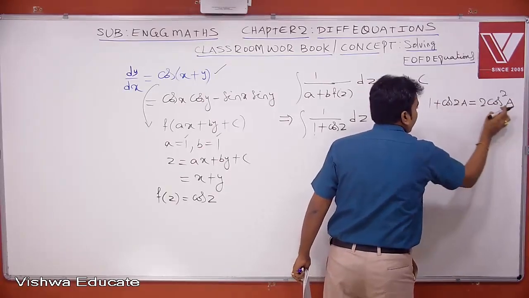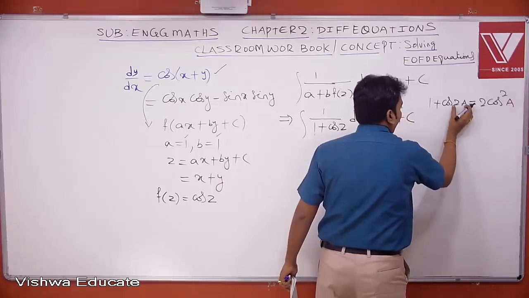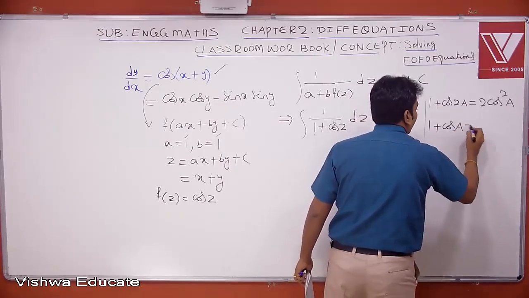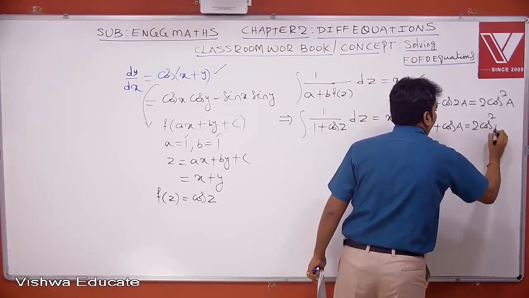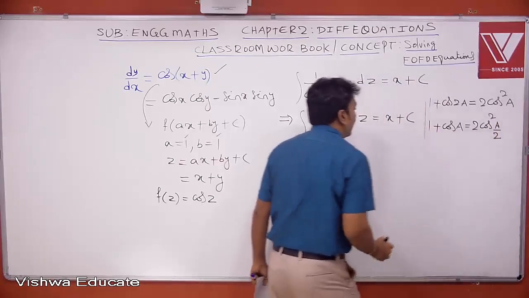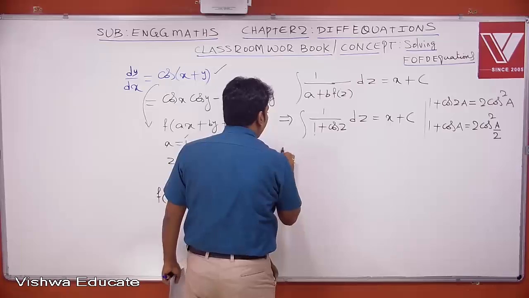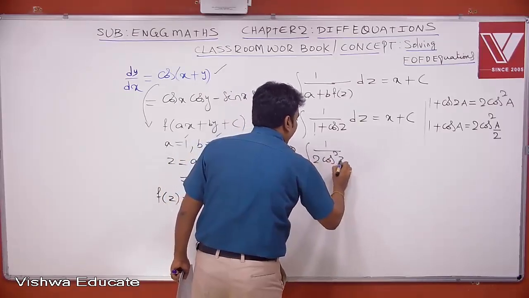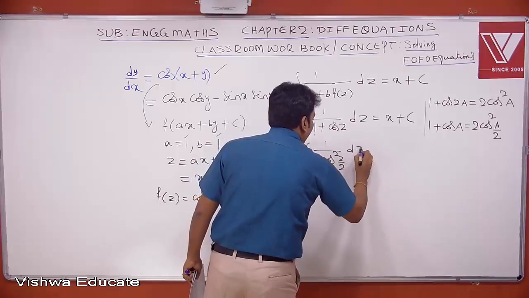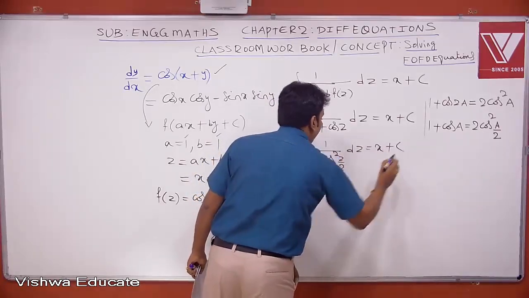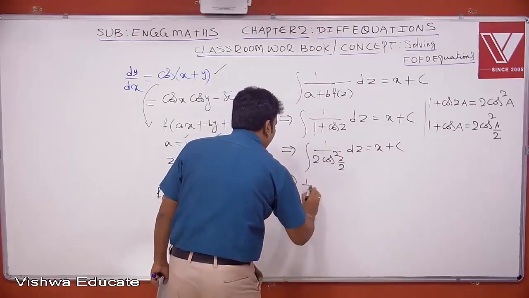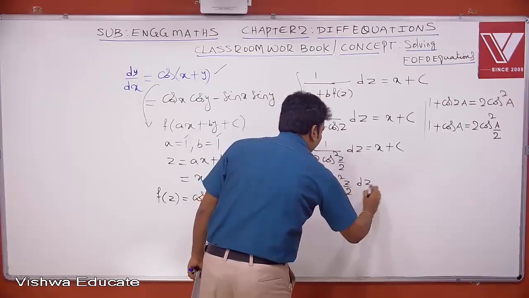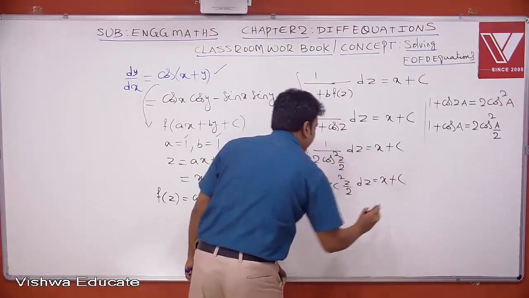So if it is 2a, now it becomes a. Now replace 2a by just a. So 1 plus cos a becomes 2 cos square a by 2. Now here a is z. So this implies integral 1 by 2 cos square z by 2 dz equal to x plus c. Now this implies 1 by 2 into integral secant square z by 2 dz equal to x plus c.